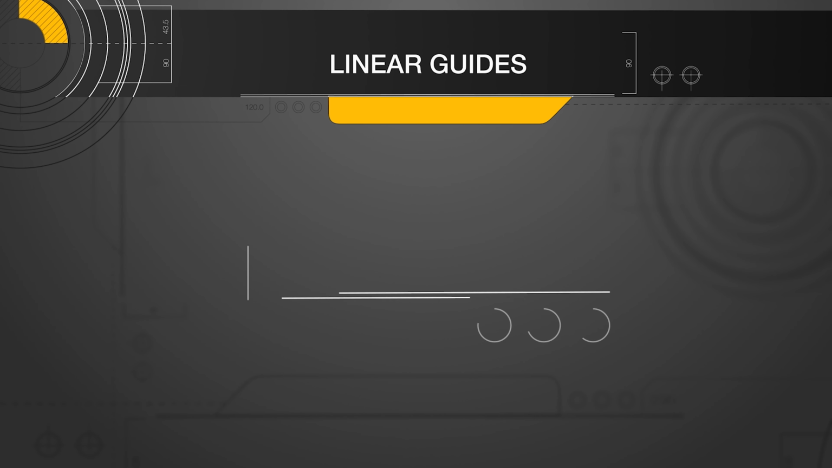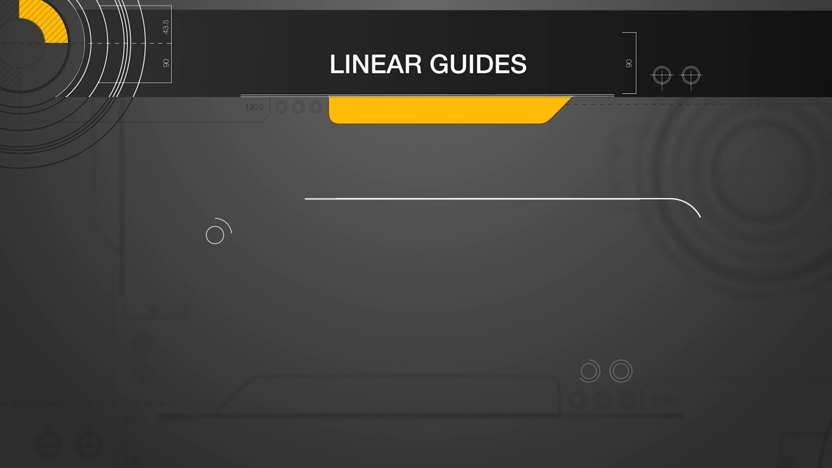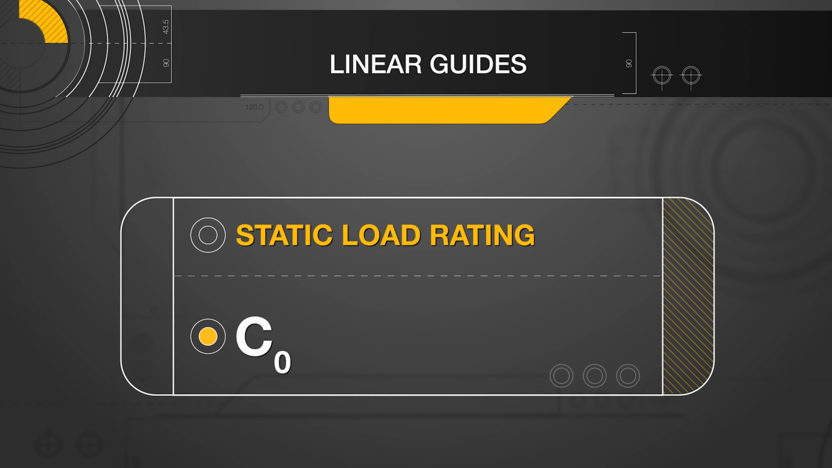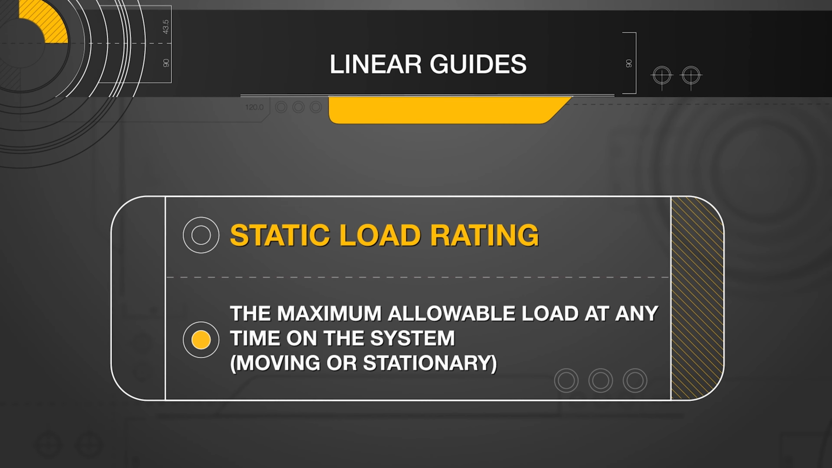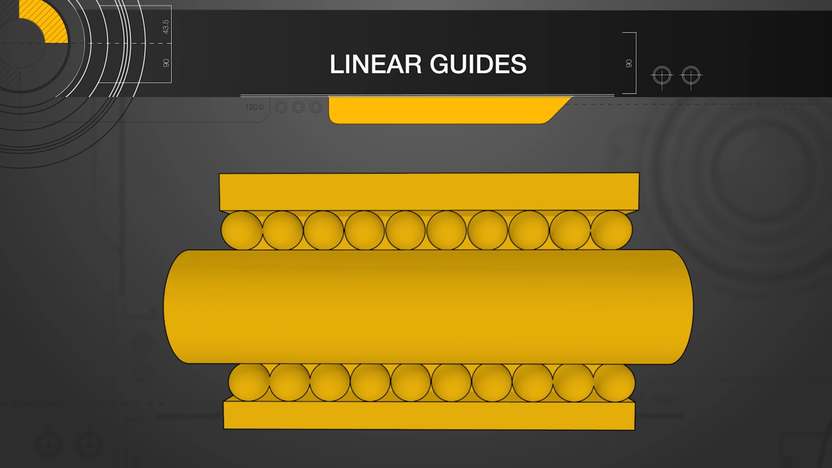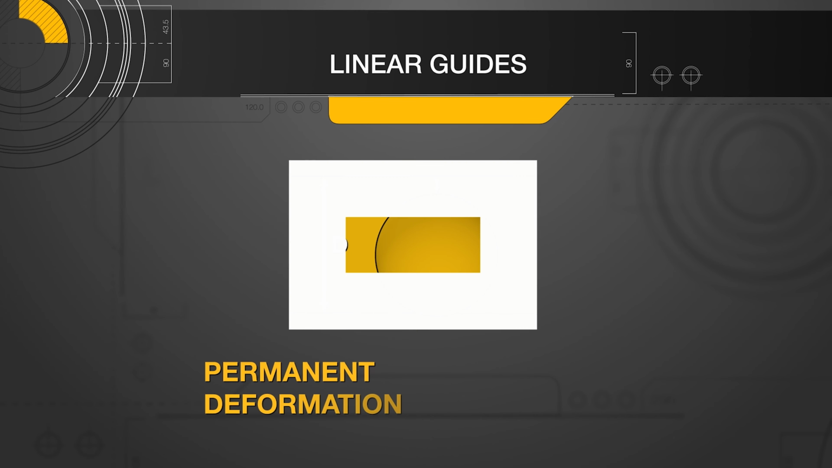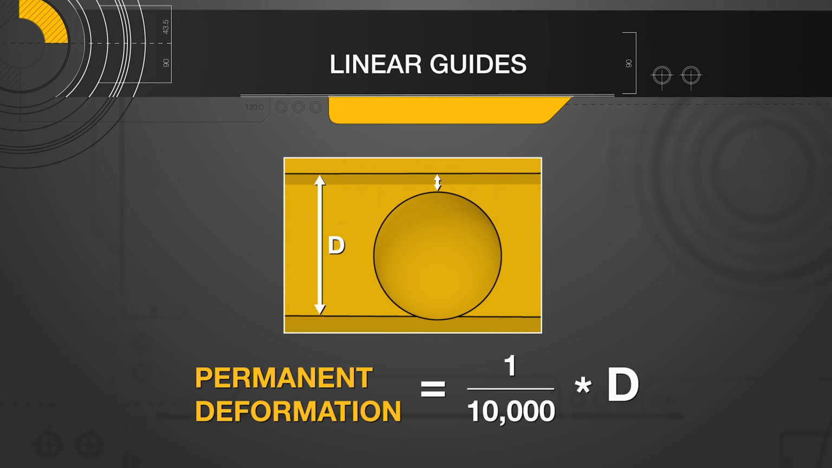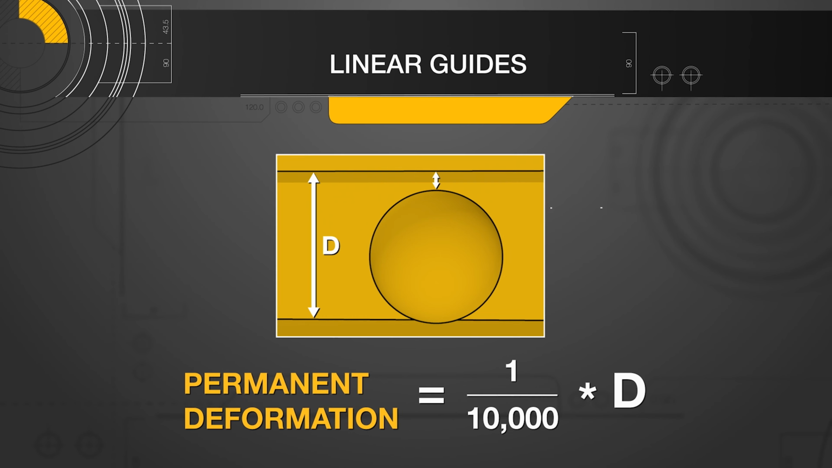Now that we understand the common load directions, let's discuss how linear guides are rated. The first rating is the basic static load rating, denoted C0. The basic static load rating is the maximum allowable load at any time on the system, moving or stationary. It is a measure of plastic or permanent deformation of the bearing element. It is defined as permanent deformation equal to 1/10,000th of the rolling element diameter and is based on the materials used and the stress distribution on the ball or roller.